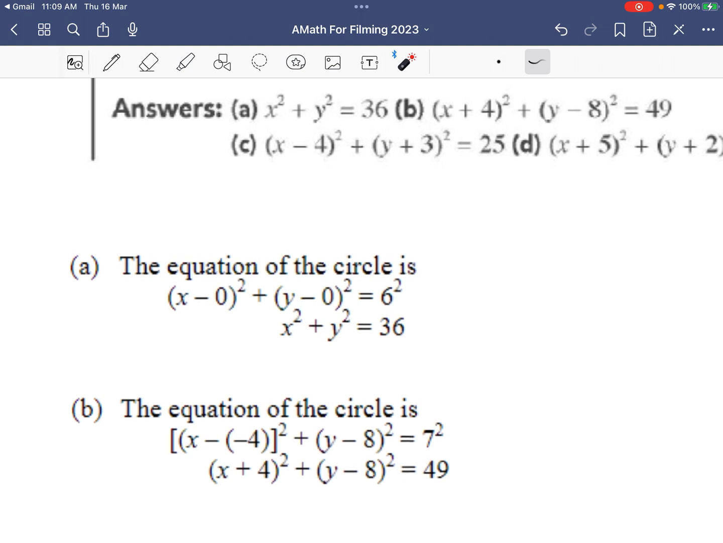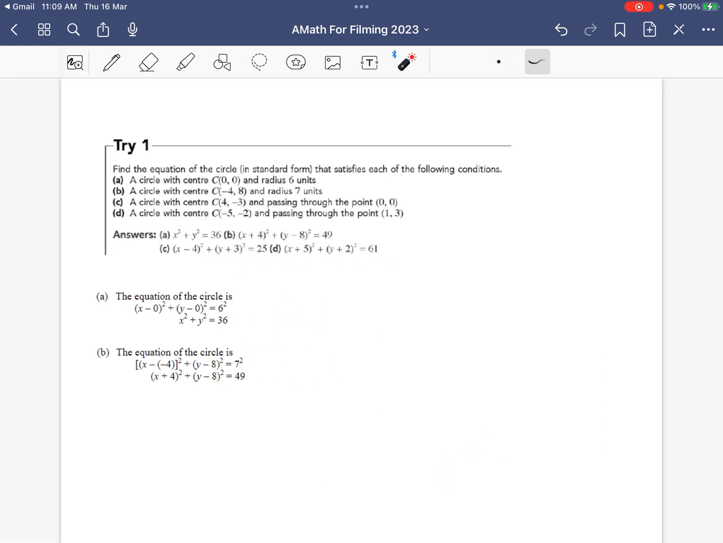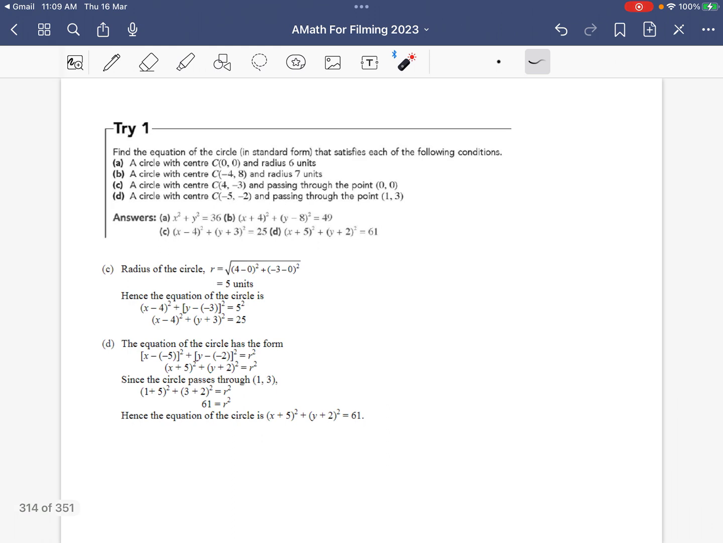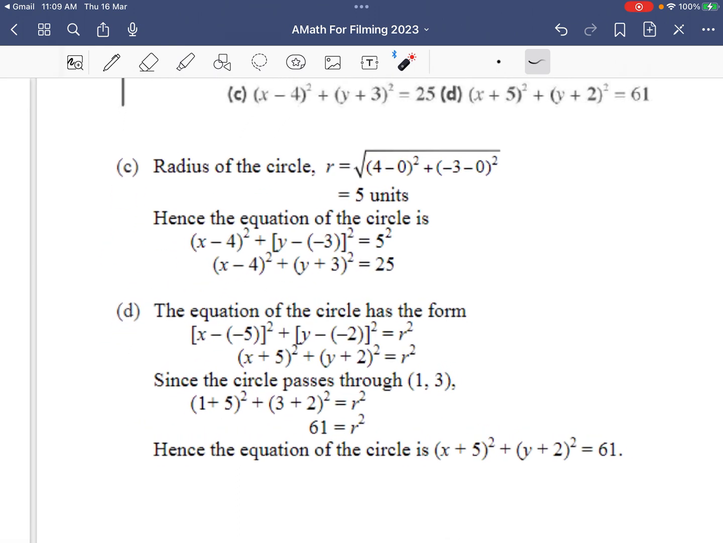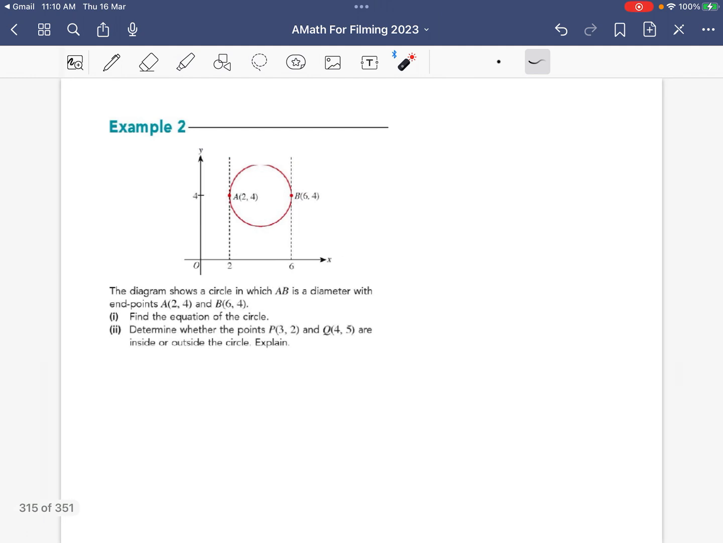Okay, for 1a itself, if you apply the general equation of a circle, you should get x squared plus y squared equals 36. Similar for b itself, this one I shall not explain too much. I think the basic concepts are there. For part C, same idea here. What I can do is find the radius of the circle, apply the general equation of the circle, and you get the answer for part C. This is similar to part D, and these are the very basics that you need to know before we embark on more difficult questions, which we will do in example 2.